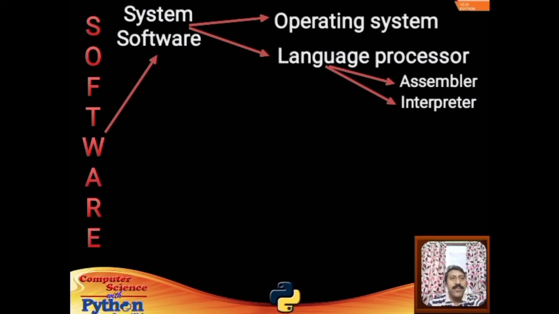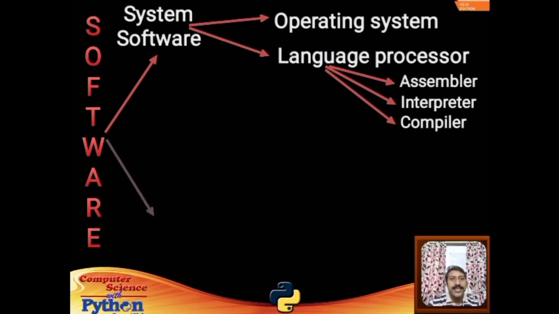The next one is the compiler. Its function is the same as the interpreter, but instead of line by line, it executes at once. So it is faster than the interpreter.